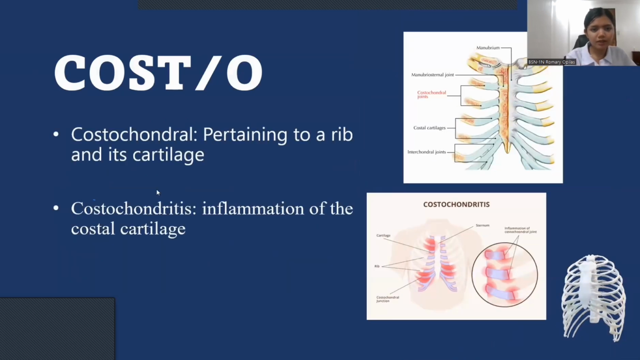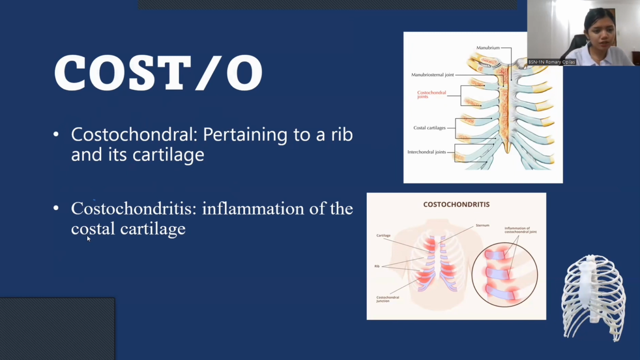The example of medical terms na ginagamitan ng costo is the costochondral, pertaining to a rib and its cartilage. Costo meaning rib, and chondro means cartilage. So kapag pinagsama natin yung dalawang yan, it pertains to a rib and its cartilage.